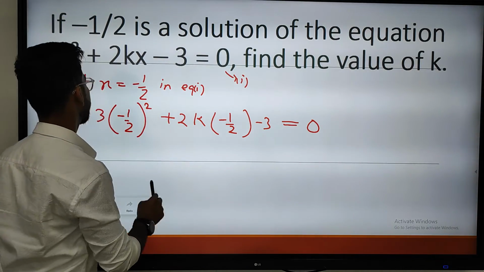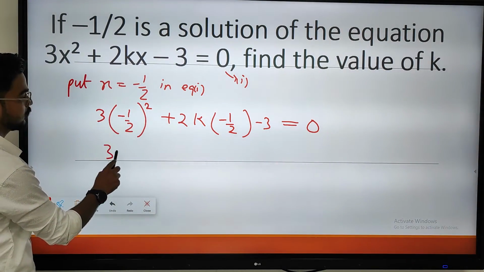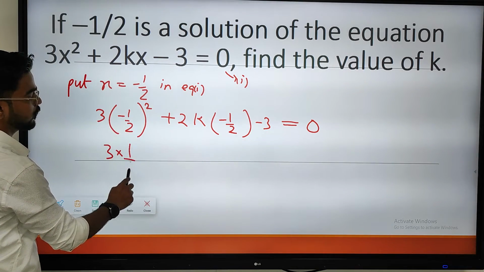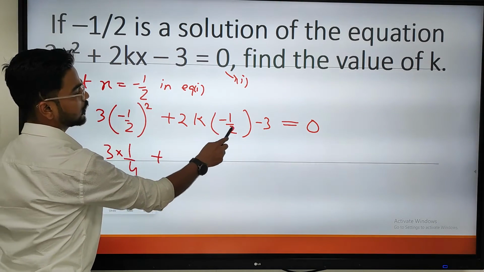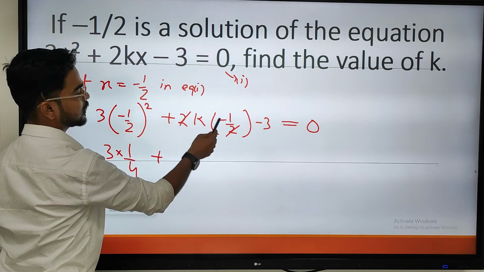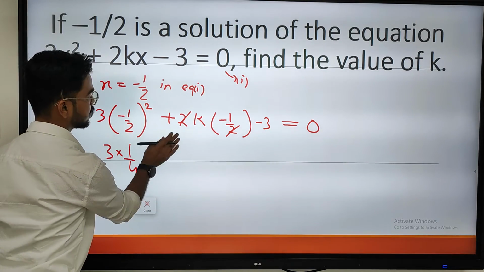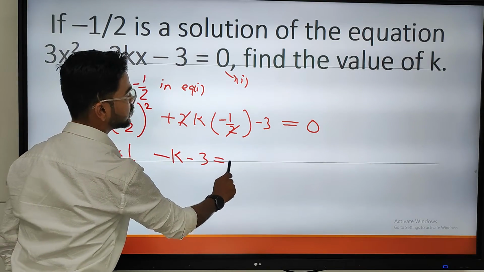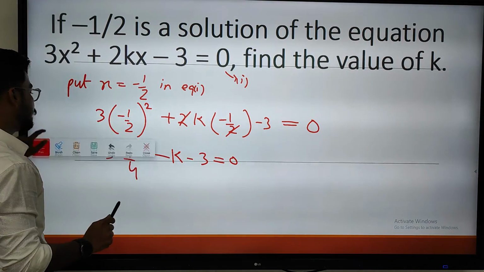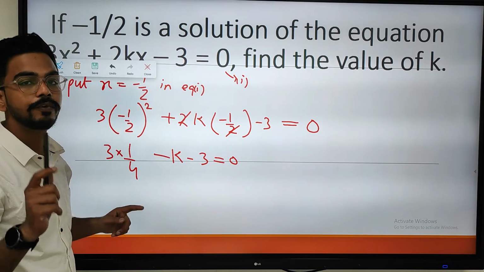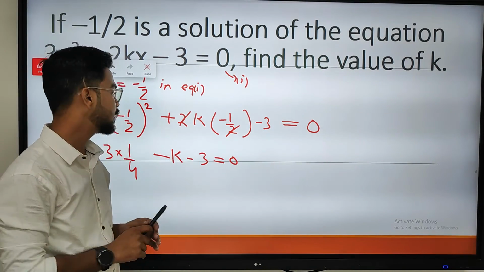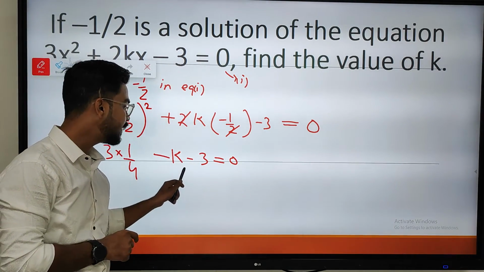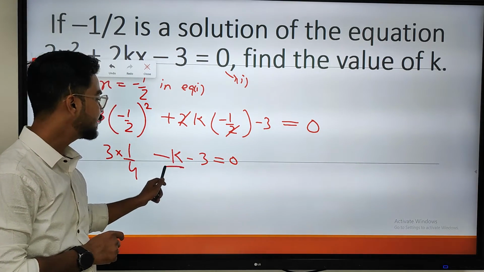Now we have to solve this, okay? So let's see. 3 into it is 1 by 4 plus here 2 and 2 will be cancelled, minus 1 into k will become minus k. So let's remove this plus sign. It will be minus k minus 3 equal to 0. Now we have to find the value of k here, okay? So few things which students have to remember, that as we are going to find the value of k, but here you can see it is minus k.